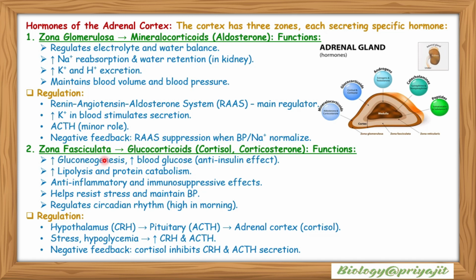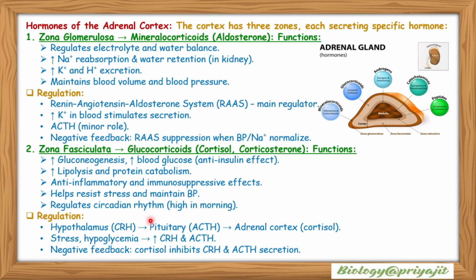Zona fasciculata secretes glucocorticoids, also known as cortisol or corticosterone. The functions include: it promotes gluconeogenesis, it increases blood glucose level, so it has an anti-insulin effect. It also promotes lipolysis and protein catabolism. It has anti-inflammatory and immunosuppressive effects. It helps resist stress and maintains blood pressure. It regulates circadian rhythm, which is high in the morning.